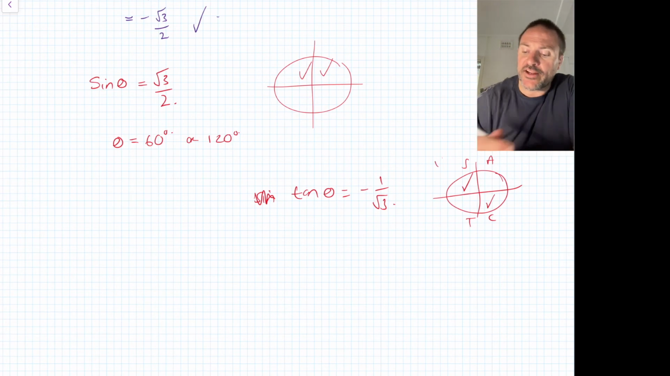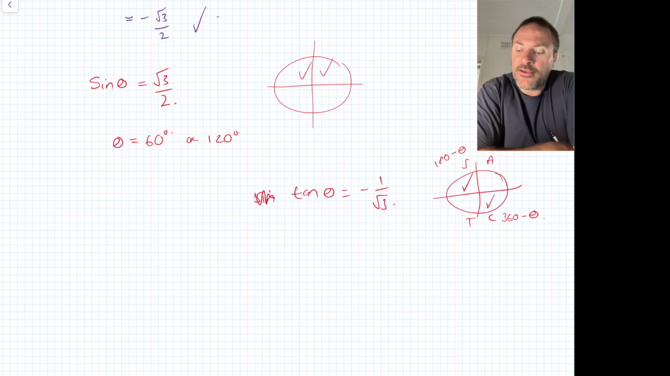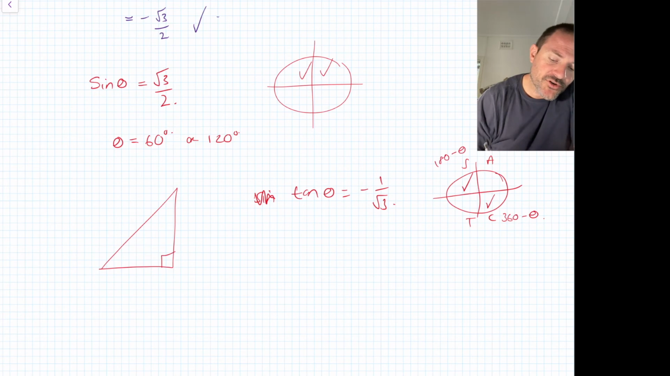So I know that it sits in either the 180 minus theta quadrant, or it sits in the 360 minus theta quadrant up there. So what I need to do first of all is to figure out what theta is. And if you go ahead and press Shift tan, -1 on root 3, most likely your calculator isn't going to give you a very nice value.